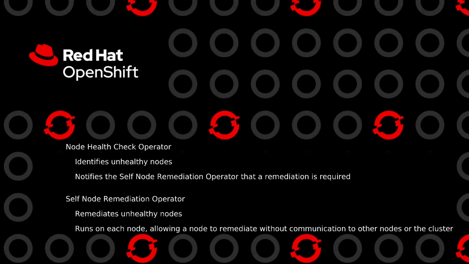The node health check operator and the self-node remediation operator work together to remediate issues on nodes. The node health check operator identifies unhealthy nodes and notifies the self-node remediation operator that a remediation is required. The self-node remediation operator remediates unhealthy nodes. An instance of the self-node remediation operator runs on each node. This allows a node to remediate itself if it loses connectivity to other nodes.